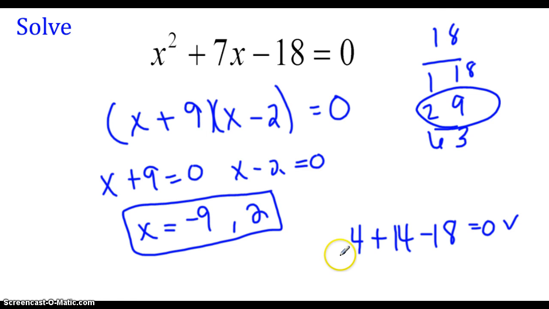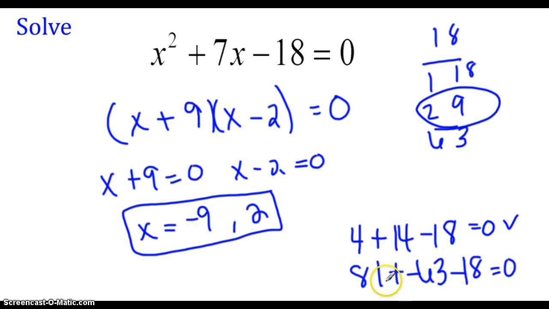Check. And if I put a negative 9, that would be 81 plus 7 times negative 9, which is negative 63. Minus 18 equals 0. And so when you do this, it becomes 18 minus 18, which is 0. So those are the two roots or two solutions that we find. So let's do another one together.